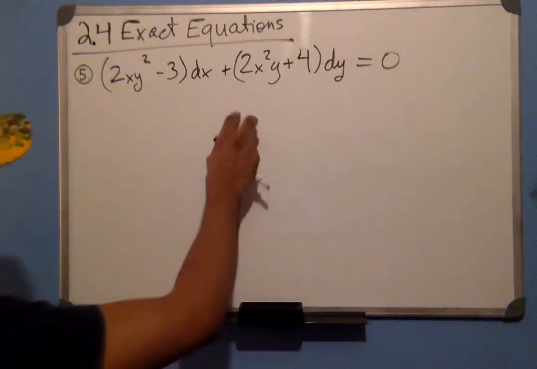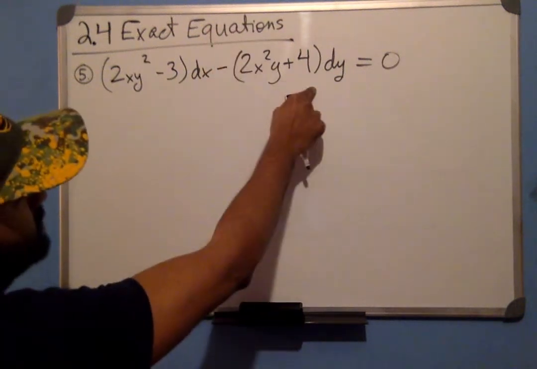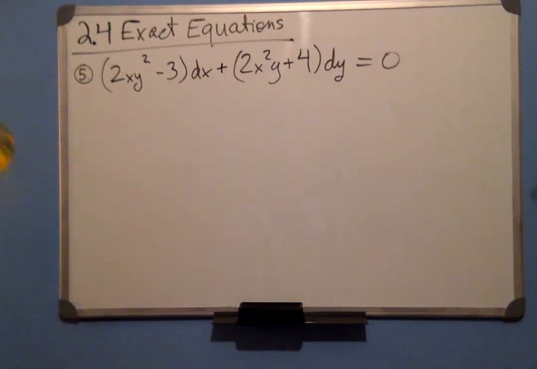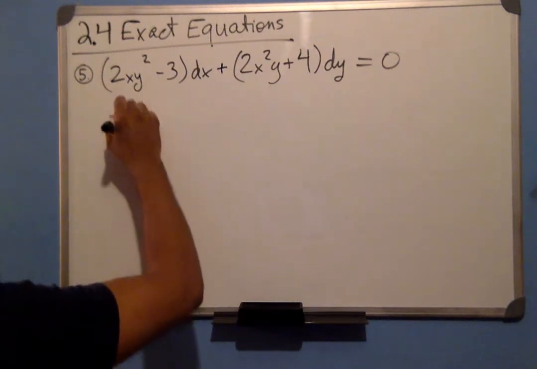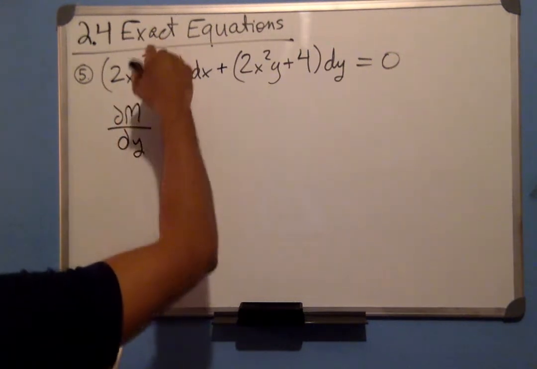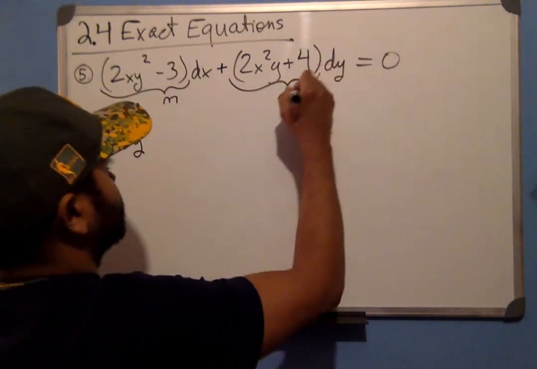Okay, so if this, for example, was a minus, it's good practice to distribute the minus inside the parentheses so that you could leave the plus outside to really identify what's your M and what's your N. Okay, so first things first, we have to check if it's in the right form. The second thing we want to do is take the partial derivative of M with respect to y, where this term over here is M and this term over here is N.